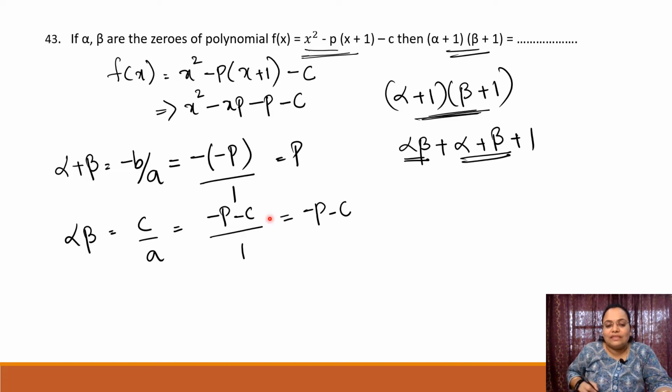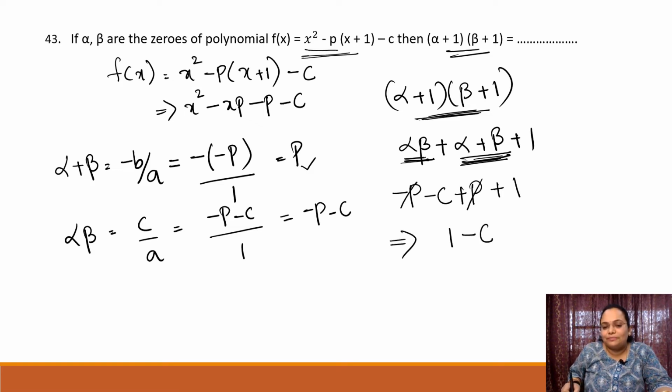Now we will substitute alpha plus beta and alpha beta in this one. Okay. What is alpha beta? Alpha beta is minus p and minus c. Now let us put here minus p minus c plus, what is alpha plus beta? Alpha plus beta is p, plus 1. Plus p and minus p get cancelled, which is 1 minus c. So 1 minus c is your answer.